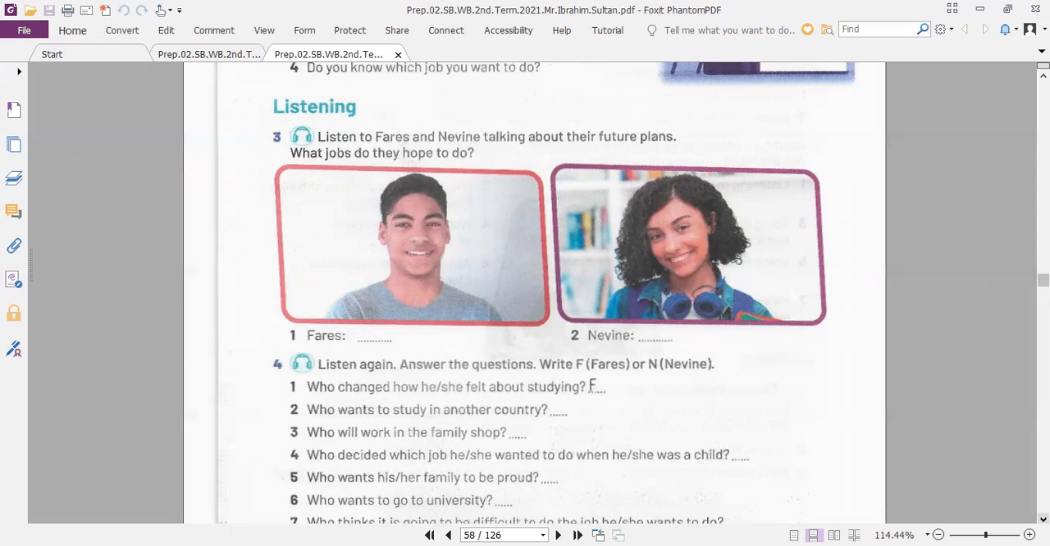Yes, I need to go to the university and pass lots of exams. My uncle lives in the USA, so I'm going to study there when I am older, and then I want to come back to Egypt and work in a hospital.